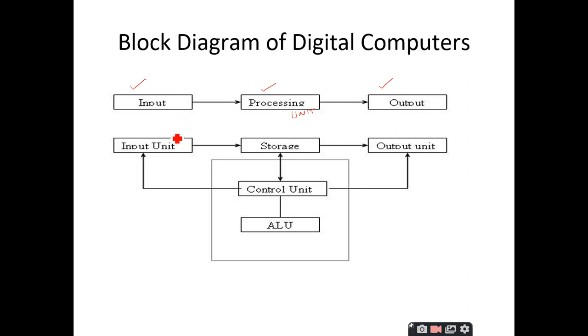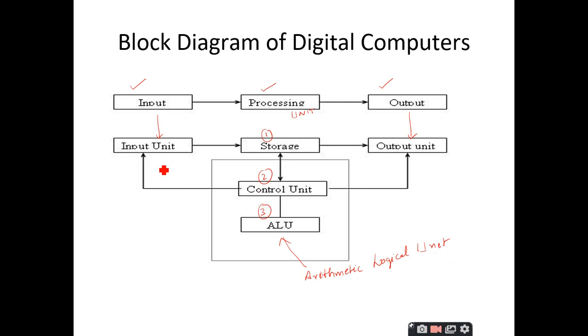So the input unit is as it is, we will write. The output unit is also the same, but the processing unit is again divided into 3 parts. The first one is the storage, the second one is the control unit, and the third one is the arithmetic logical unit. ALU is an acronym: A stands for arithmetic, L stands for logical, and U stands for unit.